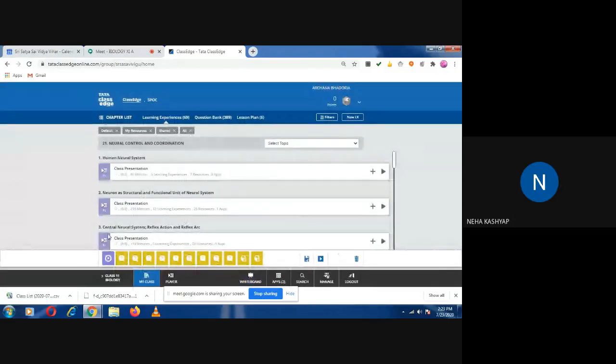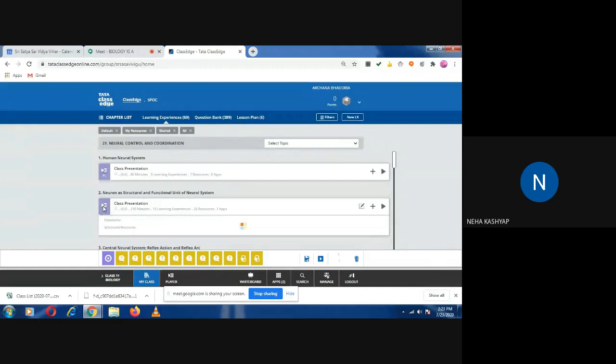Ma'am, there are three steps in the nerve impulse conduction along the nerve fiber. First is the resting potential, second depolarization, and third repolarization. Okay, depolarization and the repolarization.